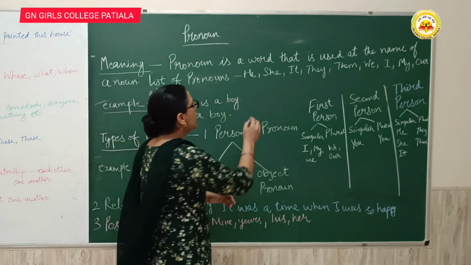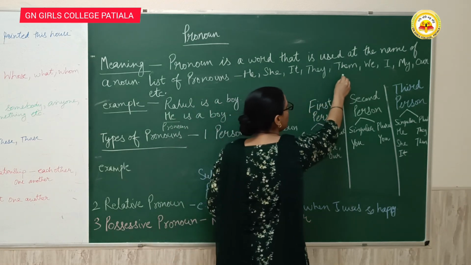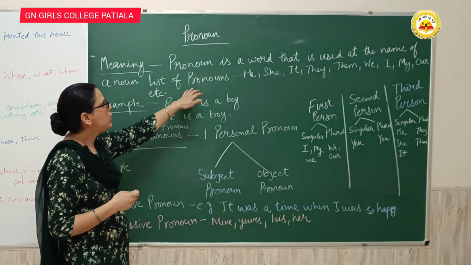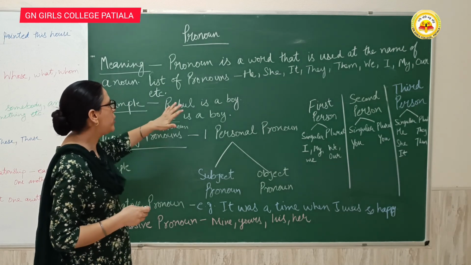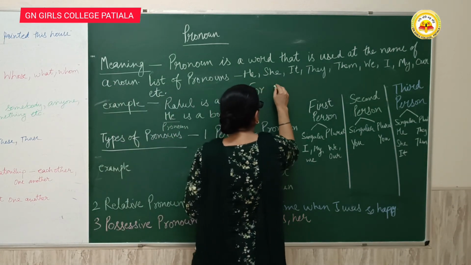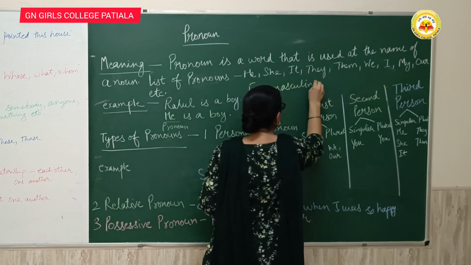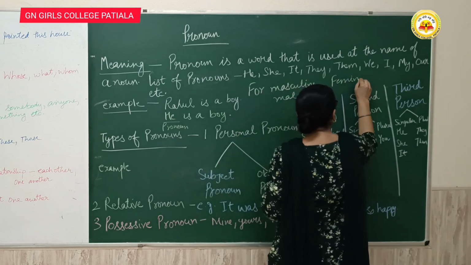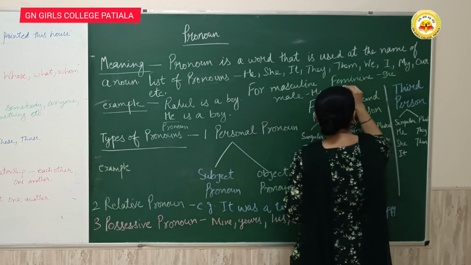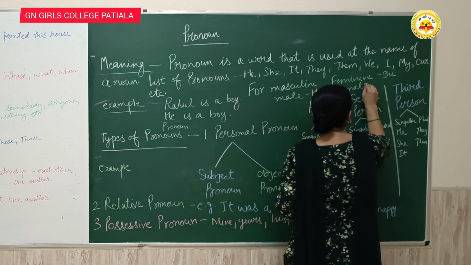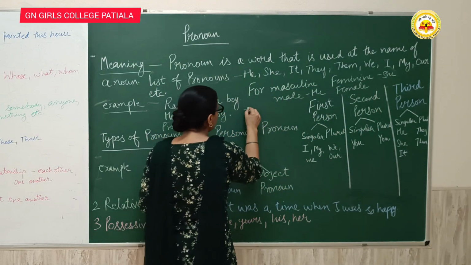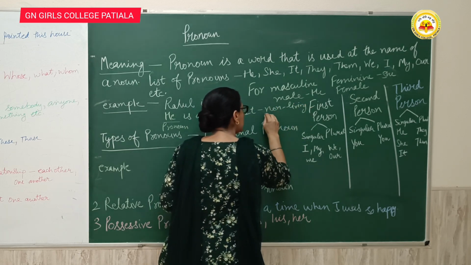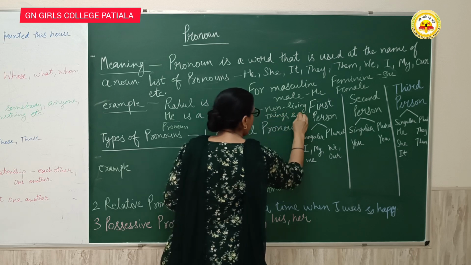So the list of pronouns is he, she, it, they, them, we, I, my, our, etc. There are lots of pronouns we use, and I tell you that for masculine, meaning male members, we write he, and for feminine nouns, that is female, we write she, and for animals and non-living things, we write it.